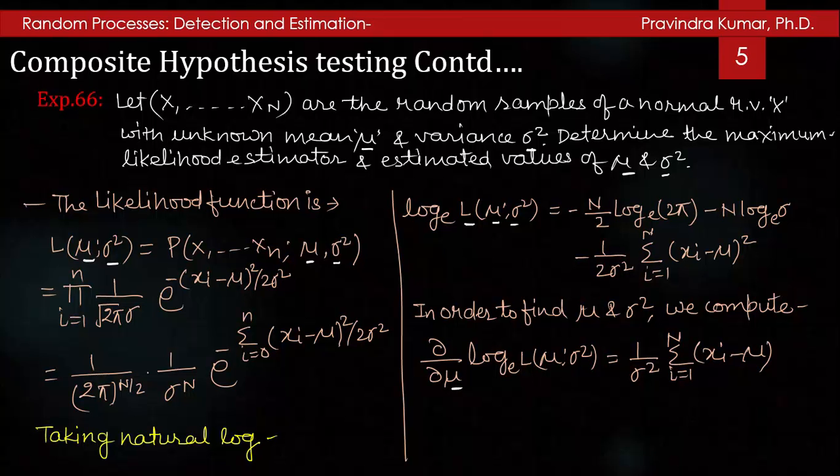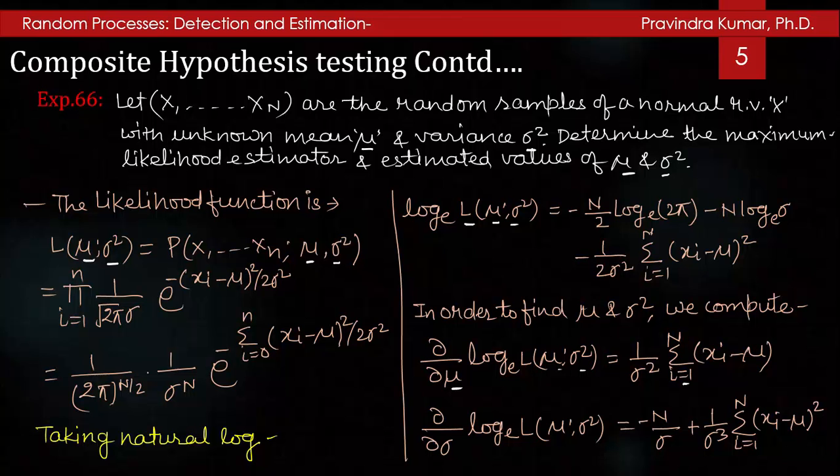So first we will take the derivative with respect to mu. del by del mu log e L(mu, sigma square) will be 1 by sigma square summation i = 1 to n (xi minus mu), and the first derivative with respect to sigma, del by del sigma log e L(mu, sigma square), will be equal to minus n by sigma plus 1 by sigma cube summation i = 1 to n (xi minus mu) whole square.